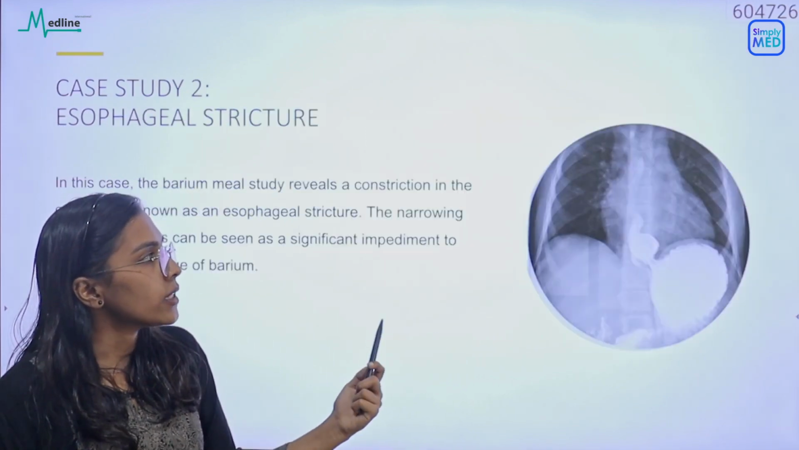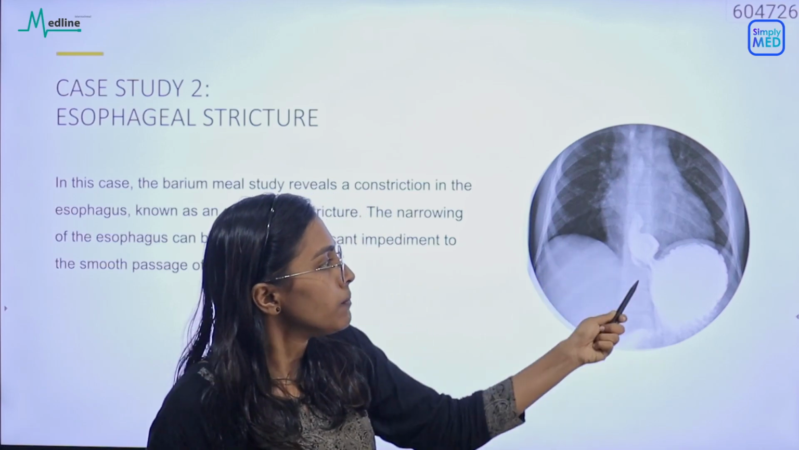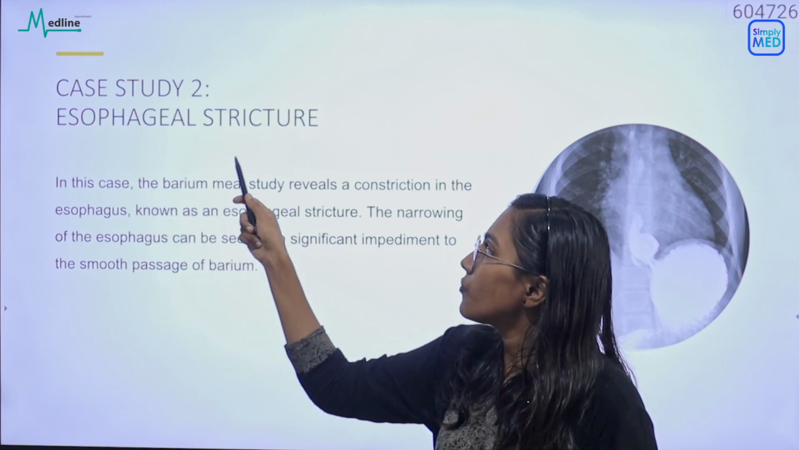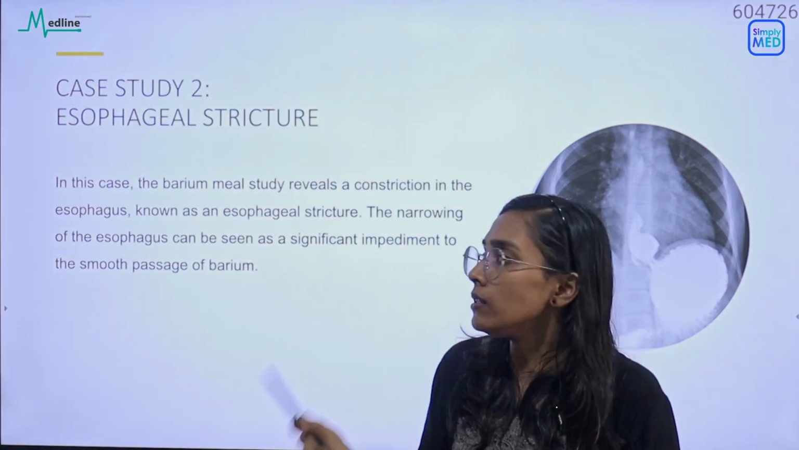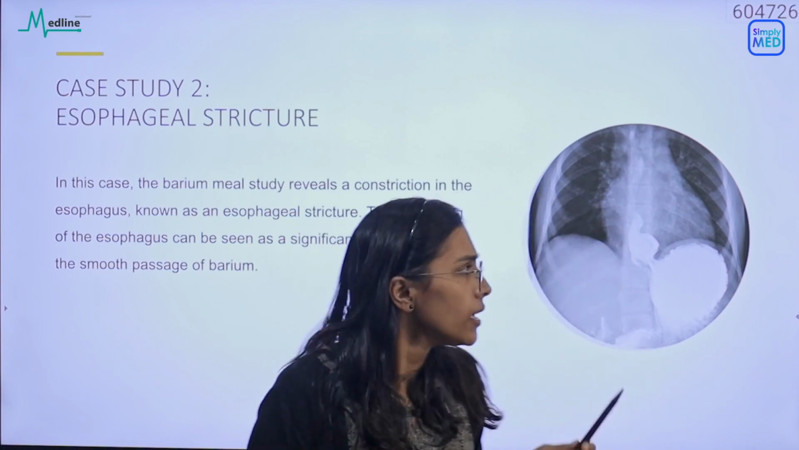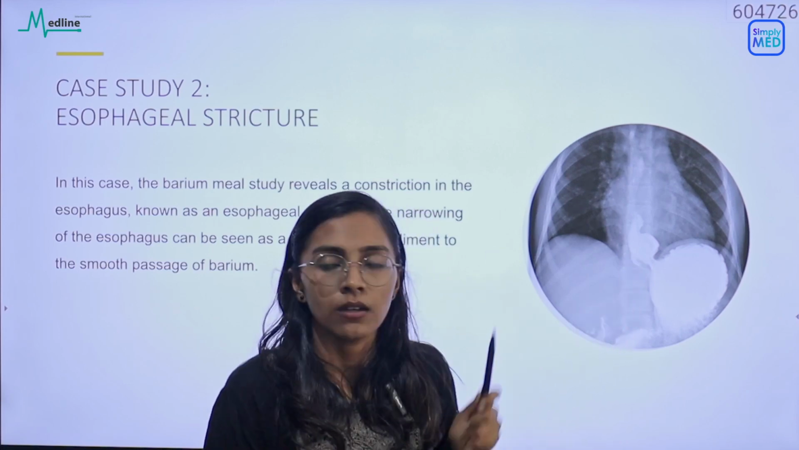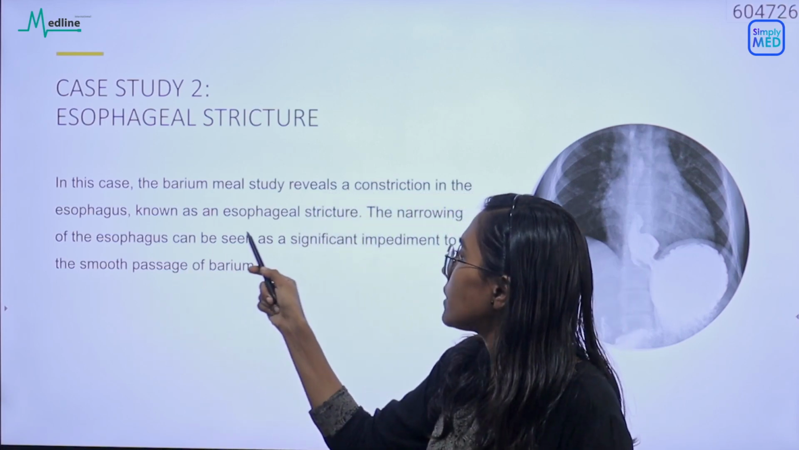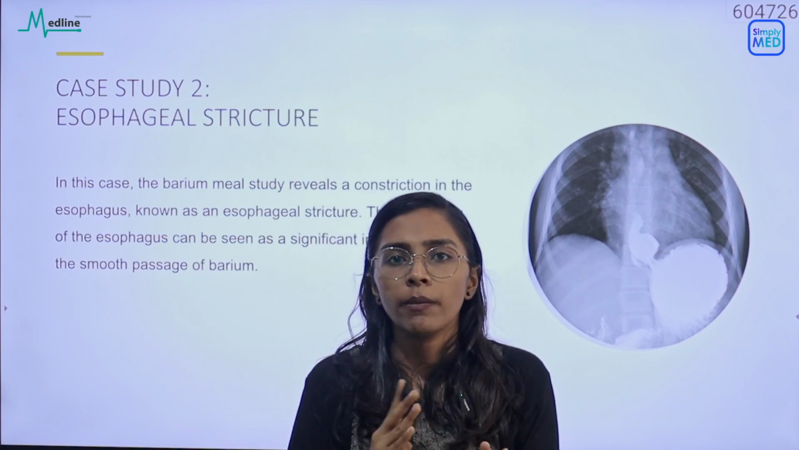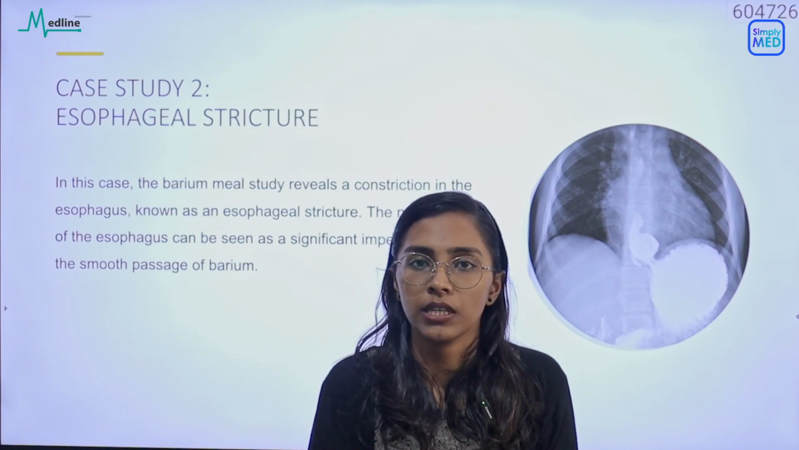Now let's come to another case. Here you can see some abnormalities, right? This is case 2, presence of esophageal stricture. In this case, the barium study reveals that there is a constriction in the esophagus. You can see some constriction here, right? This constriction is known as esophageal stricture. This is a common case that we see in our department.